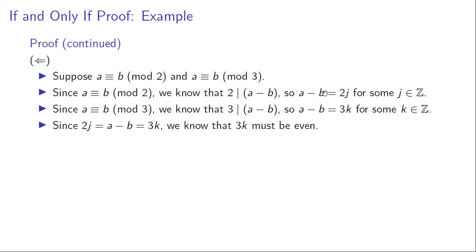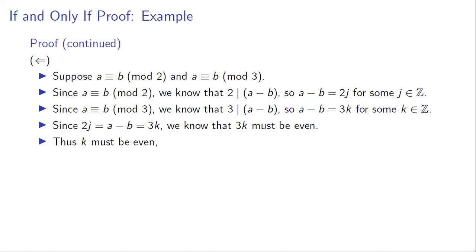Again, 2j is obviously even because it's 2 times an integer. We know 2j is equal to A minus B. We also know that A minus B is equal to 3k. So therefore, 2j is equal to 3k. Since 2j is even, 3k must also be even because 3k is equal to 2j. Thus, k must be even.